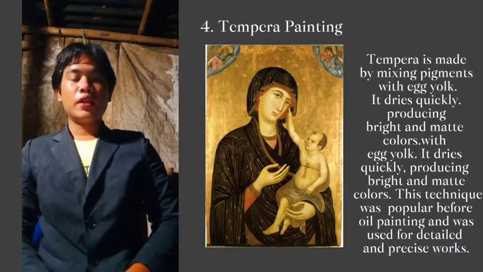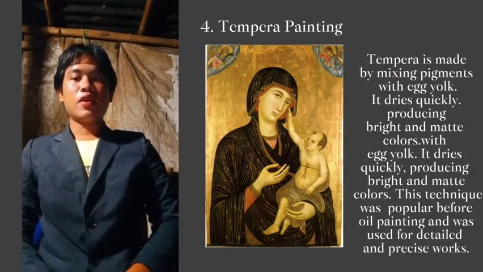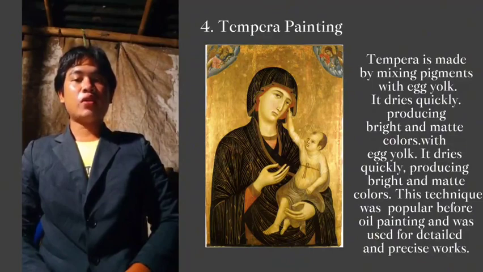Number 4. Tempera painting. Tempera painting is made by mixing pigments with egg yolk. It dries quickly, producing bright and matte colors. This technique was popular before oil painting and was used for detailed panel work.